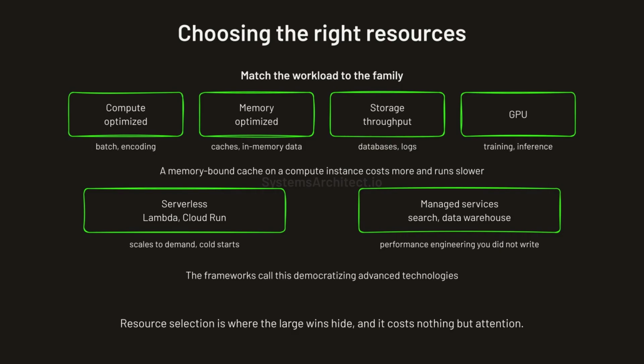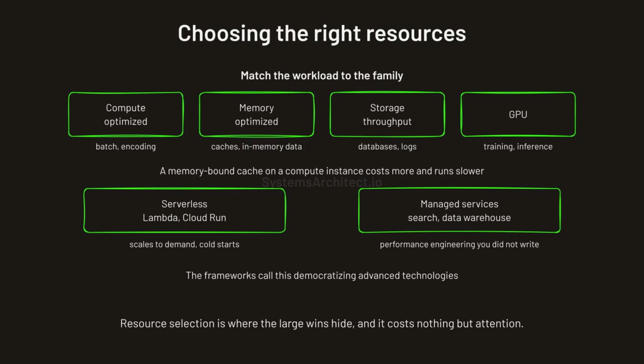Resource selection is where large performance wins hide, and it costs nothing but attention. Cloud providers offer instance families tuned for compute, memory, storage throughput, and graphics processing. Running a memory-bound cache on a compute-optimized instance wastes money and performs worse than the correct family.